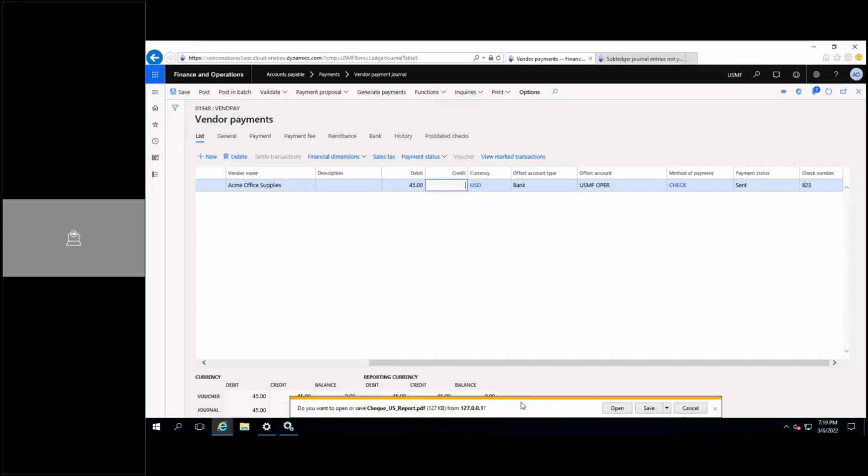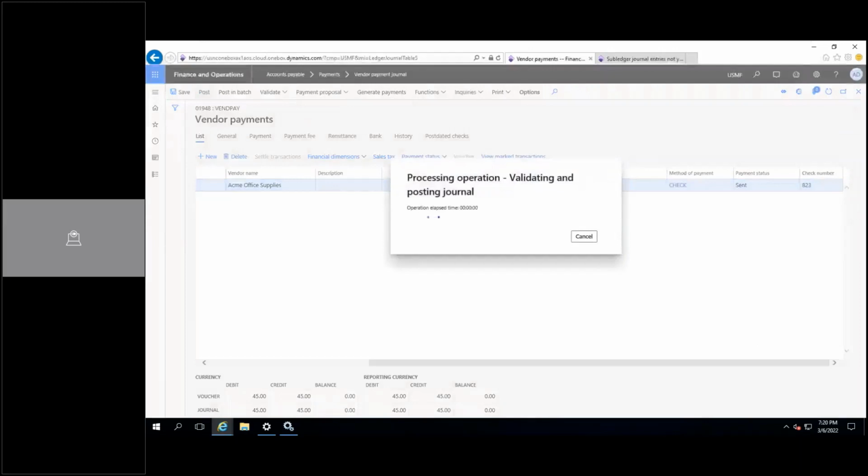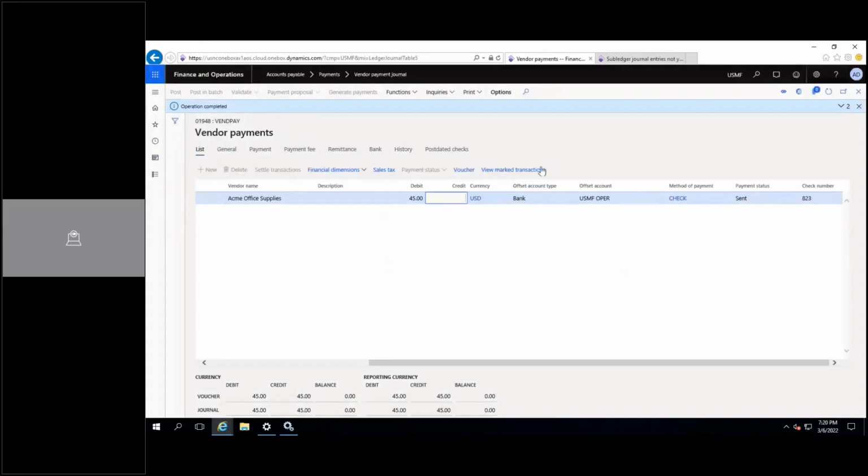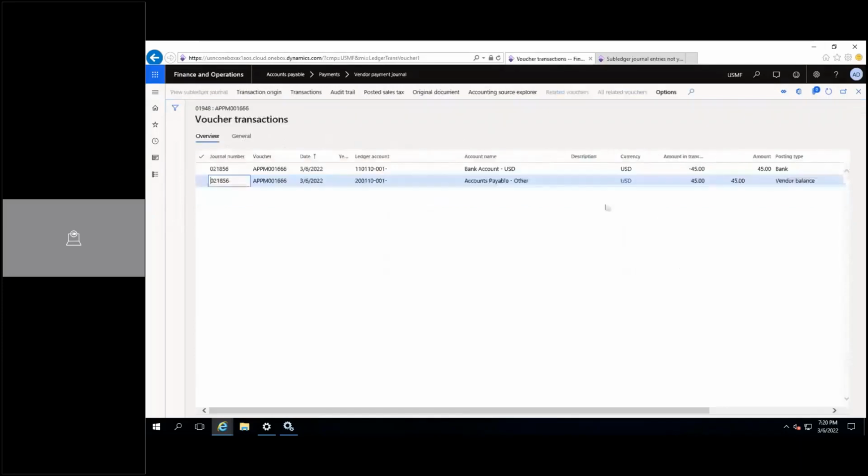If you want to take a printout, you can take a printout by clicking open, or you can save this one, whatever you want. I'm not doing anything. The check number is generated and you can click on the post button. Okay, now if you verify the voucher, vendor account debit, bank account credit. So vendor account debit, bank account credit.